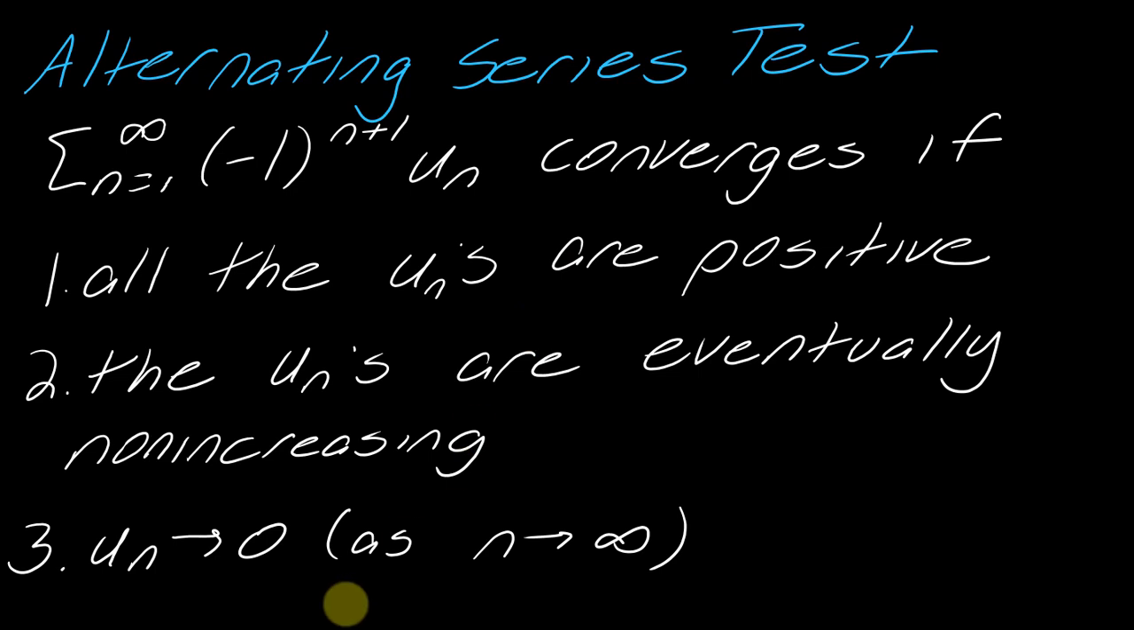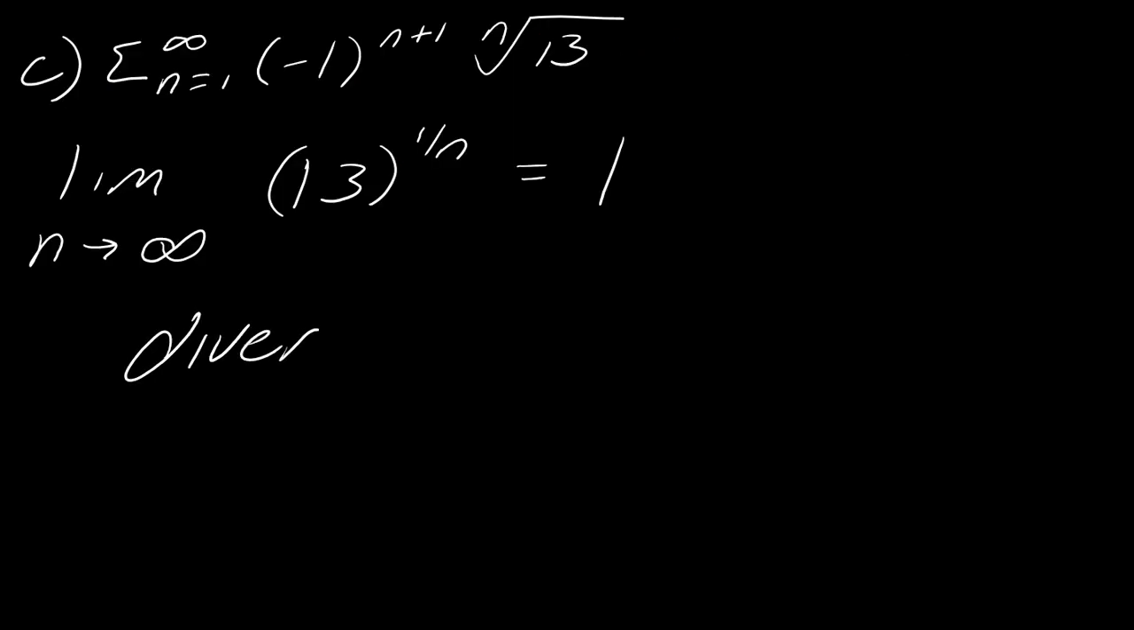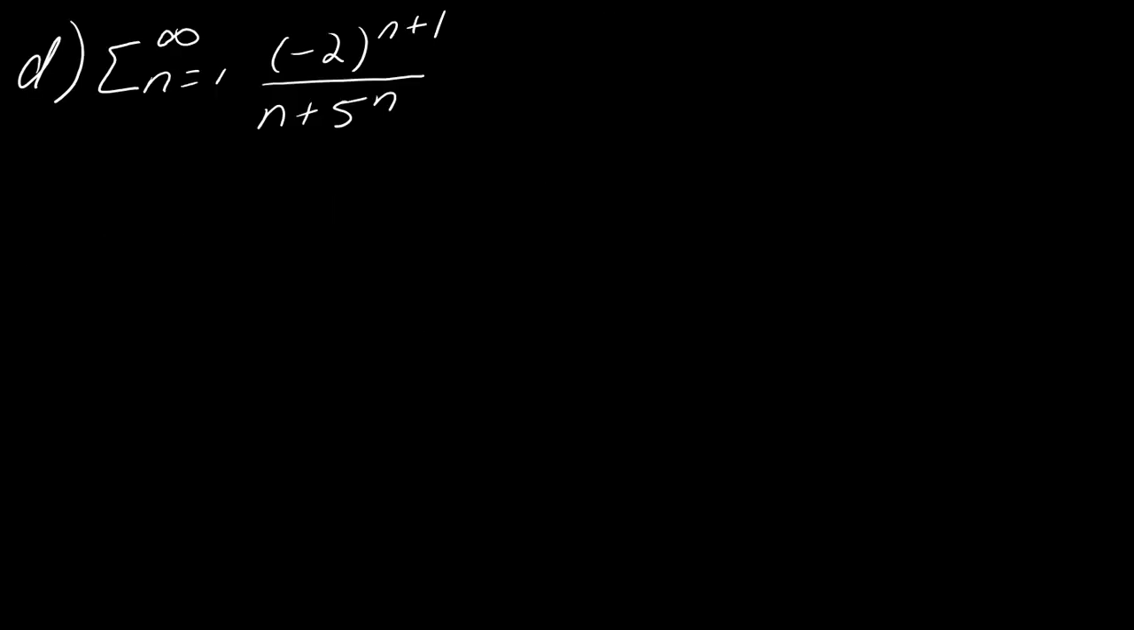And so that's going to violate our alternating series test, right? The terms themselves are not going to 0, they're going to 1. And once again, if we go to the nth term test for divergence, since the limit is different from 0, that means that the series diverges. So I know now this diverges, and so I'm done. So the nth term test is pretty handy. Okay, onwards.